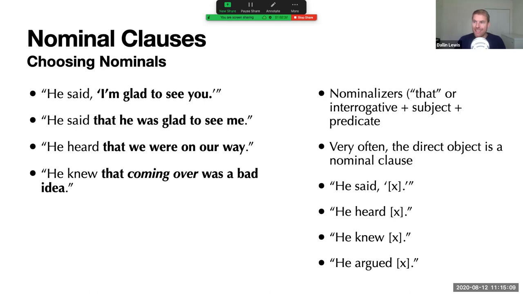He said that he was glad to see me. This is the more typical nominalized form with the nominalizer that. He heard that we were on our way. Again, that is the nominalizer, and then everything else is the nominal clause. And he knew that coming over was a bad idea. Notice how you have within the nominal clause a nominal verb phrase serving as the subject, coming over.